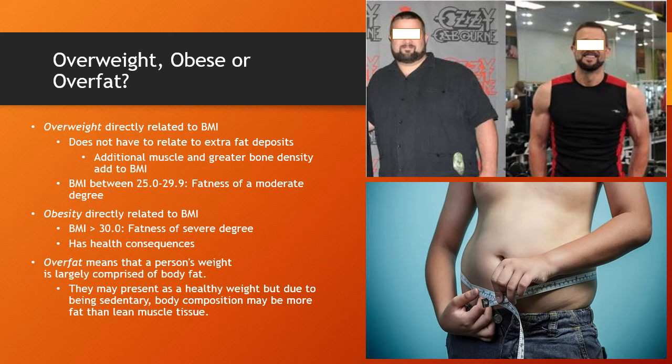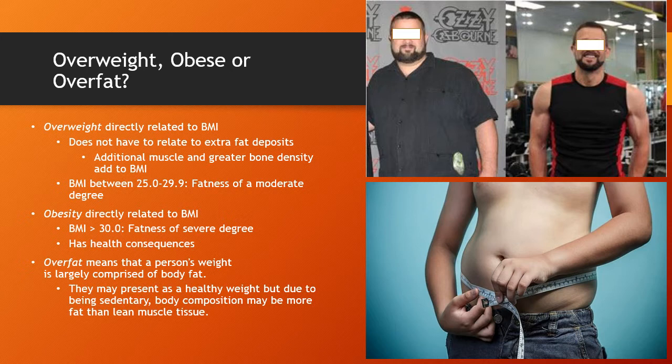So we have to understand when it comes to being overweight, obese, or are we truly overfat? We're going to go through each one of these as a definition to help clarify what each one truly means. So being overweight relates directly to our BMI value. It does not have to relate to any extra fat deposits on our bodies. Any additional muscle mass and greater bone density adds to the BMI value. And being overweight usually has a classification value of between 25 to 29.9 on the BMI scale. And this means that we're of fatness of moderate degree.